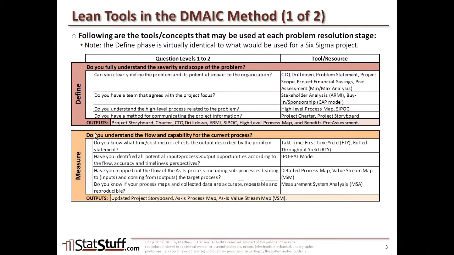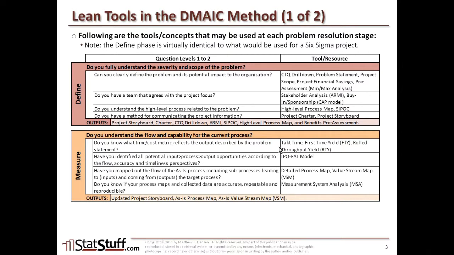So at this point for the measure phase, again using the lean tool adaptation to this flow, the high level question at the measure phase would be, do you understand the flow and capability for the current process? Well, if you can't answer yes to that, then again, here are the questions that we want to ask ourselves in order to try to answer that top level question. So the next sub-level question here at level 2, we would ask, do you know what the time or cost metric is that reflects the output described by the problem statement?